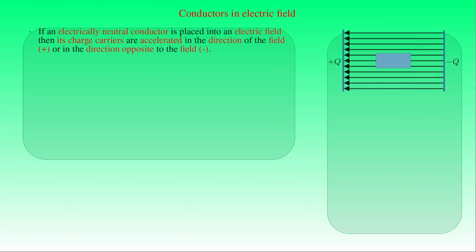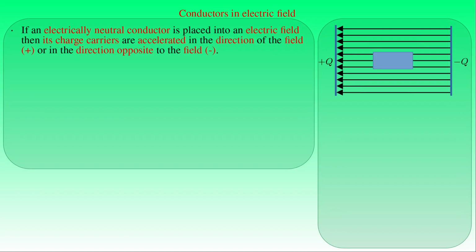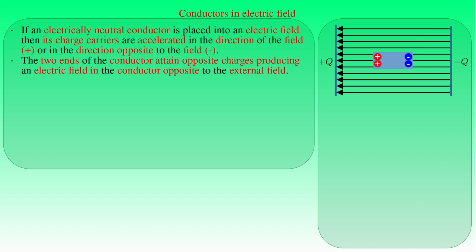In the previous examples we examined how charged conductors can produce electric field, but in some cases we also studied the behavior of electrically neutral conductors in the vicinity of charged ones. If an electrically neutral conductor is placed in an electric field, then the positive charge carriers in the conductor are accelerated by the electric field strength and gain velocity in the direction of the field, whereas the negative charge carriers are pushed in the direction opposite to the field. The two ends of the conductor therefore attain opposite charges, producing an electric field inside the conductor, where the external and the internal electric fields have opposite directions.